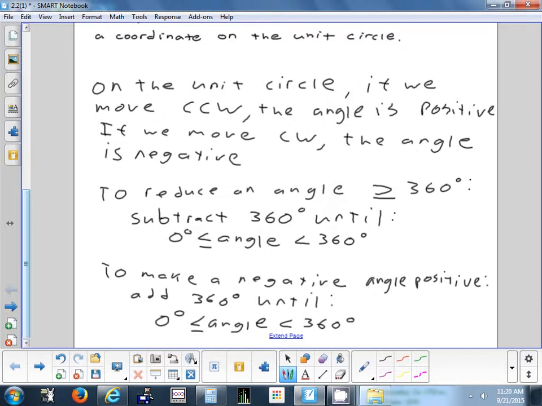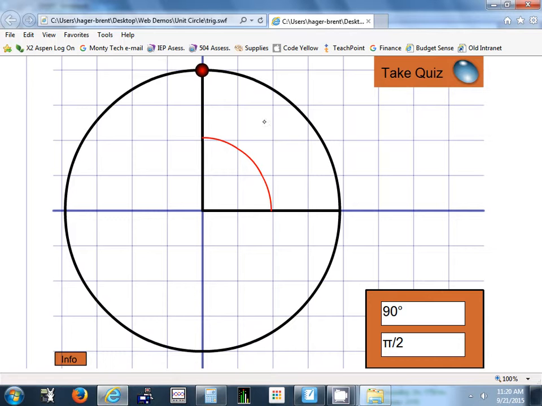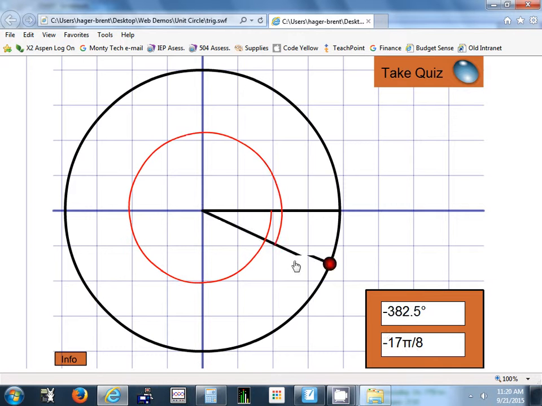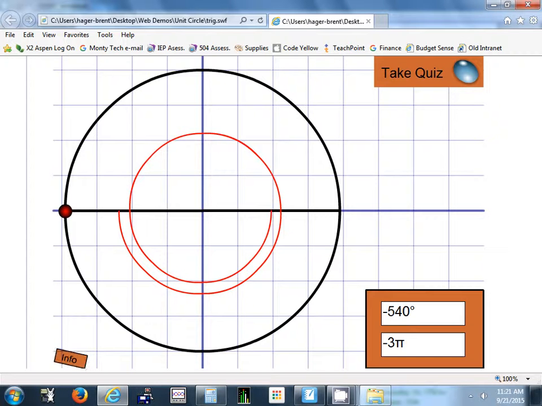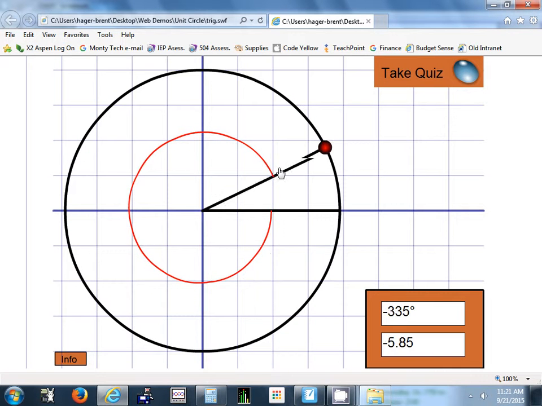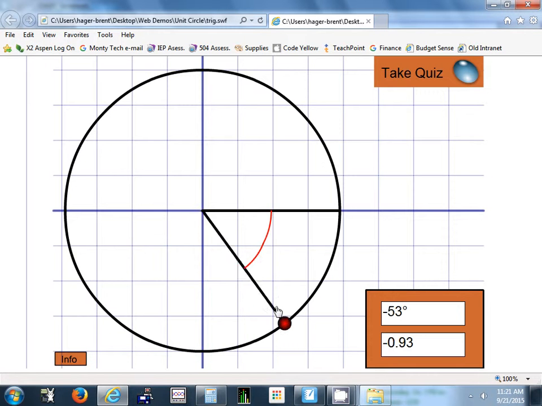I'll show you the same idea here about adding 360, doing it on the picture. Here's an angle. Negative 540. And I say, well, what's that the same as? How can we rewrite it so it's between 0 and 360? Just add 360 one time. Now, did that get it to be positive? No, so what do we do? Yeah, do it one more time. Add 360 one more time.